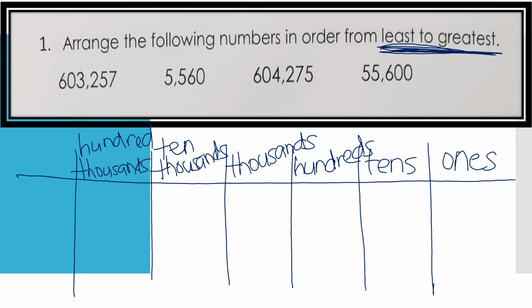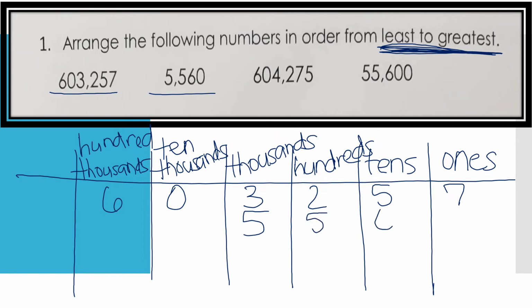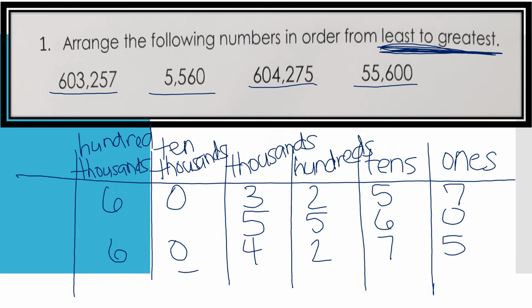All right, now we're going to go ahead and place our numbers in our chart. So in our first one here, we have 603,257. Then we have 5,560. Then we have 604,275. And last we have 55,600.